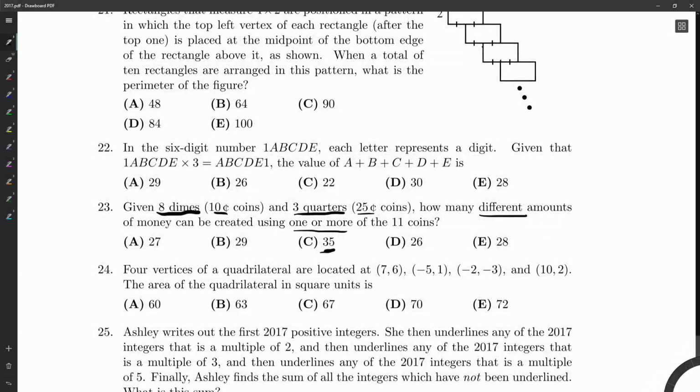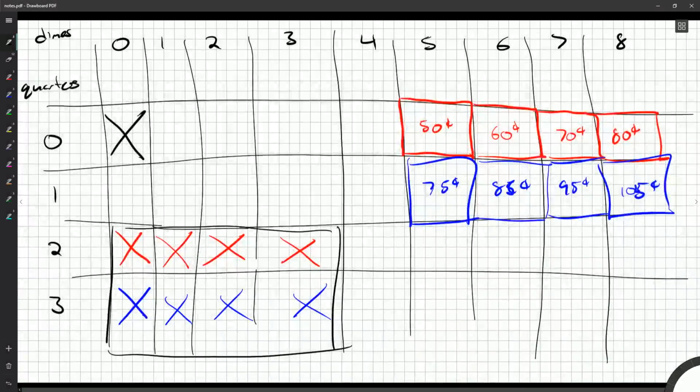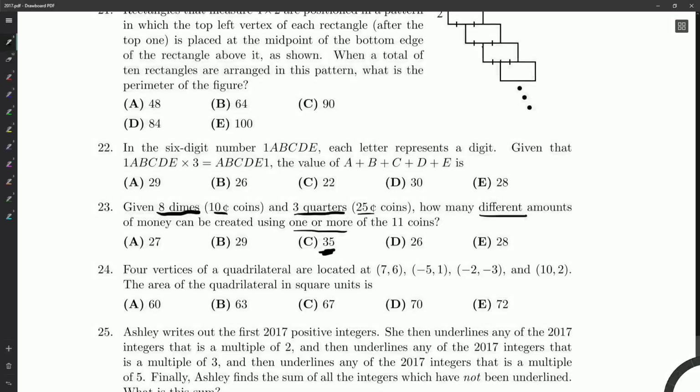No. Oh wait, it's not 8 on top. It's 9 on top. I was wondering. So it's 9 by 4, 36. And so if you did just remove the 0 by 0 case, that would be the 35. That's why that's listed. So 36 minus 9, I think the answer should be 27.